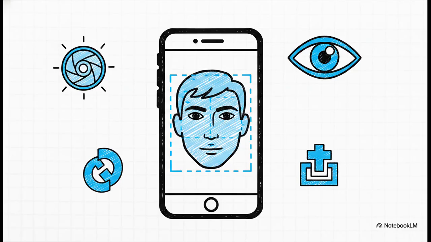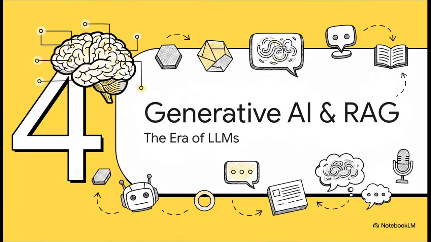But keep in mind, this isn't just abstract theory happening in some research lab. Deep learning operates right in our daily reality. For example, OpenCV is the computer vision framework that processes images to build face detection apps. This is exactly the kind of technology powering the systems you probably use on your smartphone every single day to unlock your screen. Next up, Section 4, Generative AI and RAG.